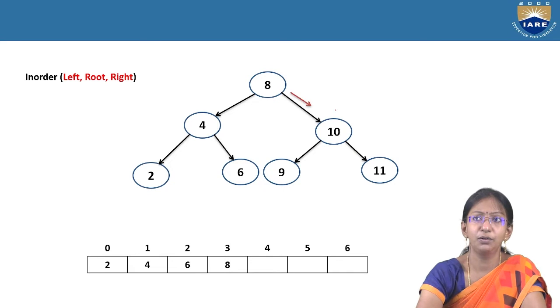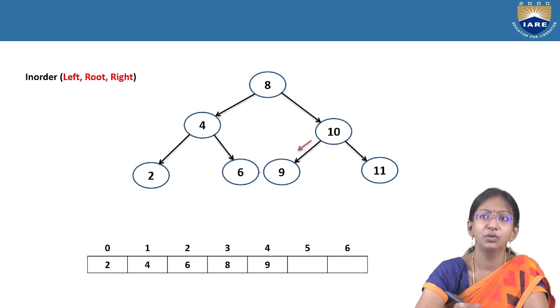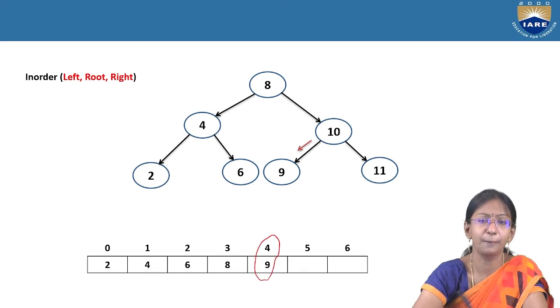Right subtree of 8 is headed by 10. Is it having any left subtree? Yes, it is having. So move in that direction. Once I move in this direction, do you have any left child for 9? No. So if left is not there, what you have to do? You have to print the root. So what is the value of the root? Which is 9. So print it.